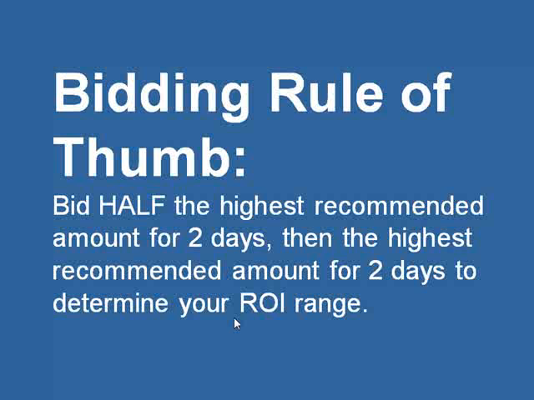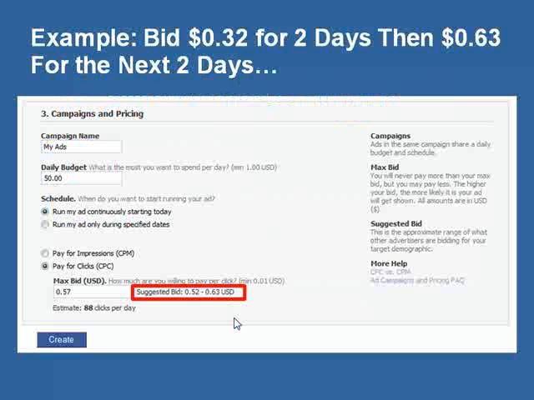That's kind of the lowest that you're going to be able to bid. So if they recommend 50 cents and you bid 25 cents, you're probably going to get some traffic, and it may even work out really well at that number. If you try to bid 15 cents rather, you're probably not going to get much, if any, traffic. Okay, so half the highest recommended amount for 2 days, that'll give you your kind of lowest number. Then the highest recommended amount for 2 days, and that'll give you the top end number. So you can kind of figure out at that point, where do I need to be? And typically you'll find it somewhere in the middle usually.